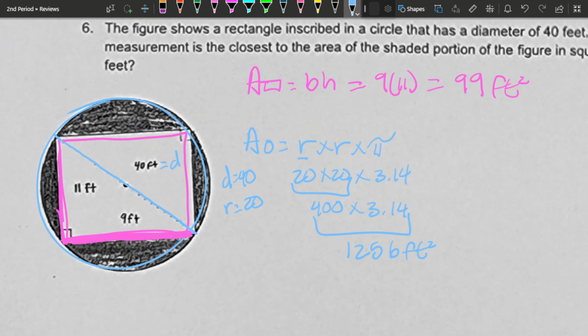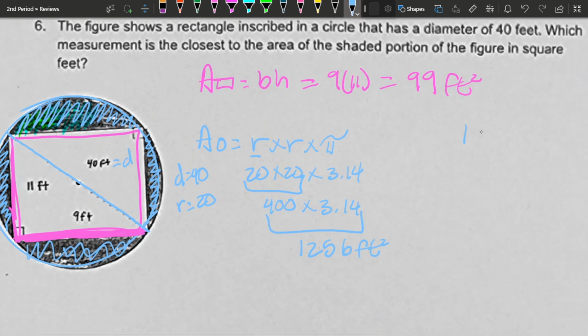However, what am I looking for? I'm only looking for the shaded. I'm only looking for this, this. So that means, what do I have to do to that rectangle? Take it out. And if you take it out, what operation is that? Subtract.